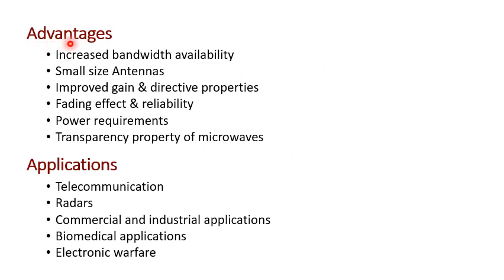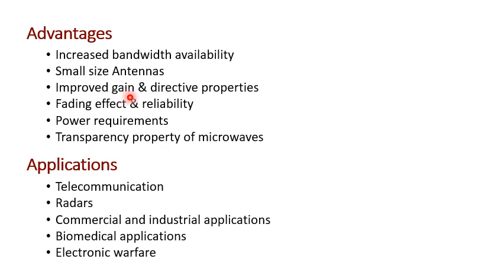The advantages of microwaves are as follows. As you increase the frequency, higher bandwidth or transmission rates are possible. That is, it can carry a large amount of information and you can use it for point-to-point communication. As the frequency increases, the wavelength decreases and the size of the antenna is proportional to the wavelength. So you can have antennas of smaller size.